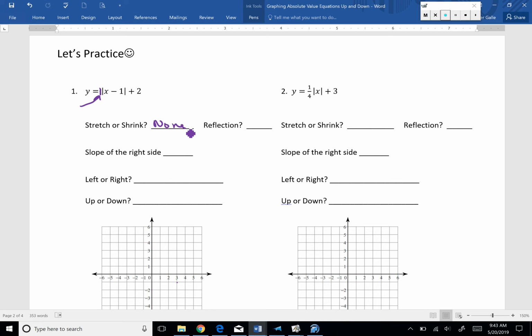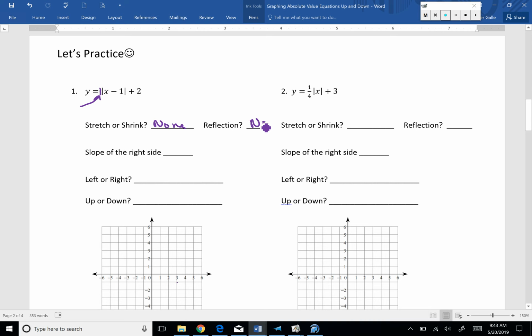So I wanted to make sure I reminded us of that because I know we've been doing a lot with stretches and shrinks. Not every graph will stretch or shrink. Some of them just simply have a 1 there. Since that 1 is positive, there's no reflection. We need a negative sign to reflect.